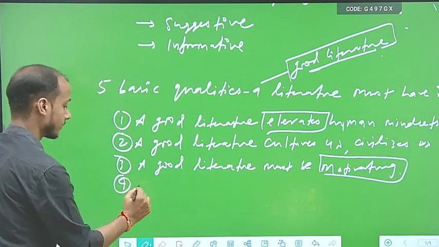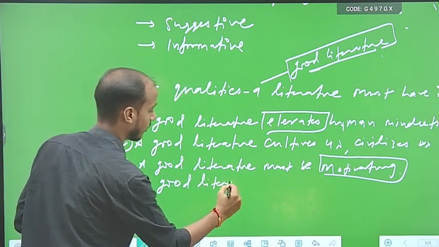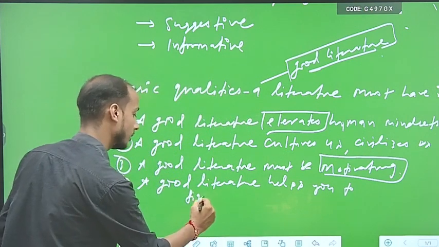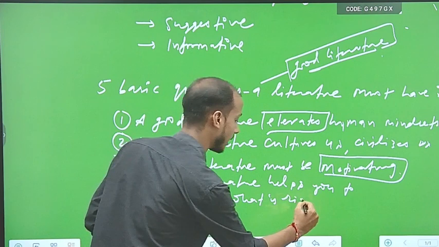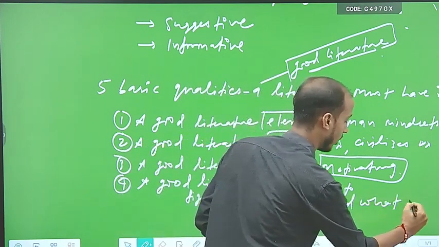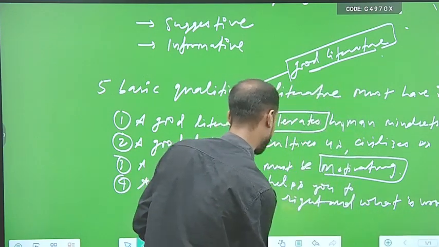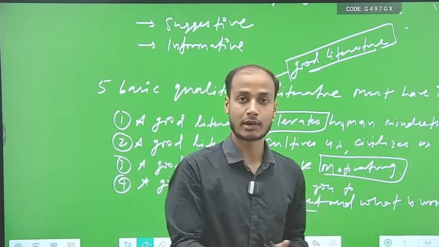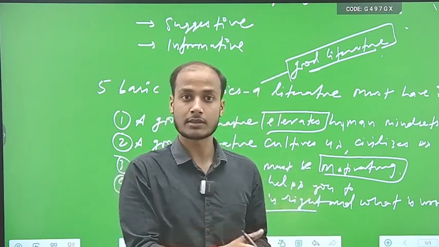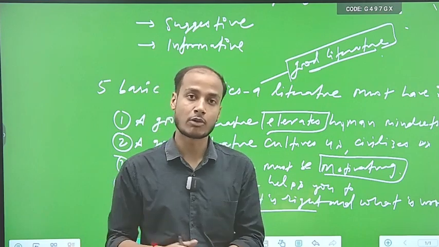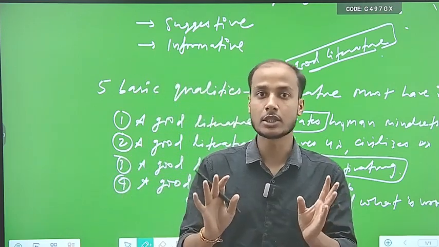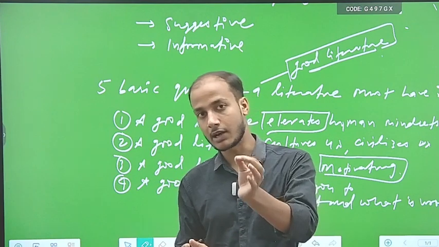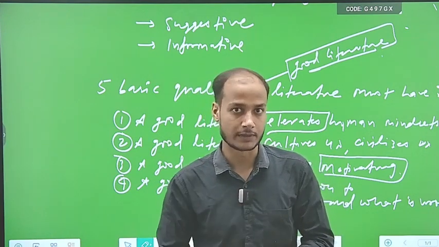Now, the fourth quality: a good literature helps you to figure out what is right and what is wrong. Very important. If you consider yourself an educated man and you are not able to figure out what is right for you and what is wrong for you, what is right for the society, what is wrong for the society, what is right for the people around you and what is bad for people around you, if you are not able to figure out even this very simple thing, it means you have not read good literature. Good literature must filter your personality, must filter your mindset, so that you can figure out any problems that you are facing, that you are coping with, right?